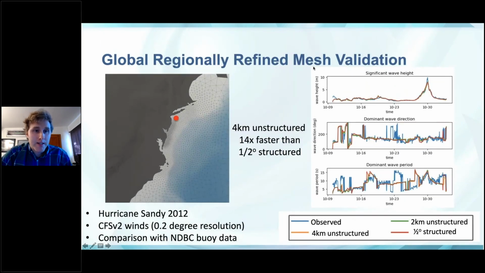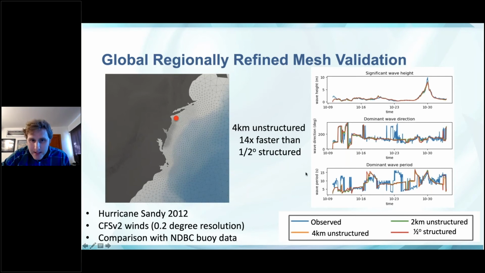And so now moving into these regionally refined global meshes, this is a comparison for Hurricane Sandy in 2012, where we've used a little bit higher resolution reanalysis product. And these are comparisons between two different unstructured resolutions and the half-degree structured. As you look through these, you'll see that there's really not a whole lot of difference between any of them. So the half-degree structured is pretty much just as accurate as the other unstructured ones.